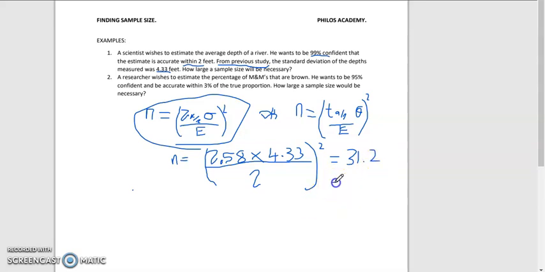Now, when you get something like that, you need to round it upward. Though you might think 31.2 as a whole number is 31, you have to round it up to 32. So your answer is 32. A sample size of 32 would be necessary.